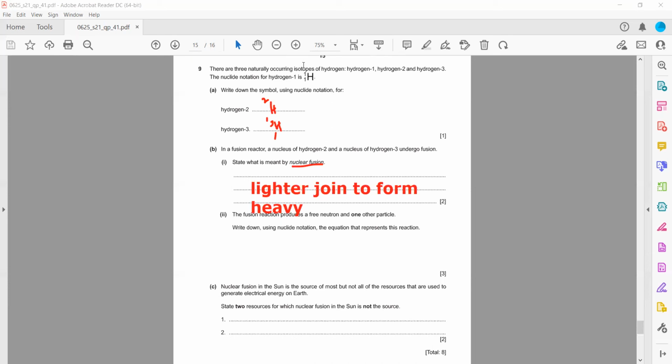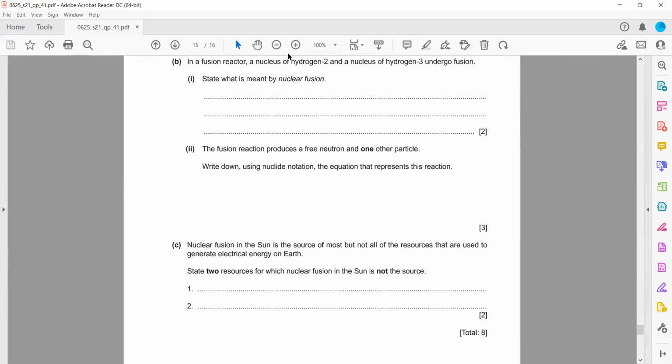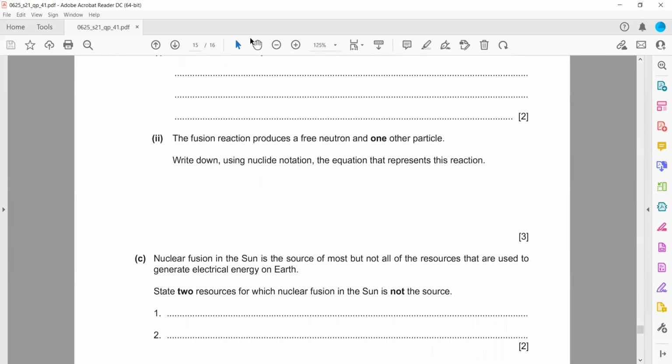Then we have to write an equation for nuclear fusion for these two isotopes of hydrogen, hydrogen 2,1 and hydrogen 3,1. They mentioned it produces a neutron. So the neutron is 0 and 1. What other particle will be there? Look, the total of the superscript numbers, 2 plus 3, is 5.